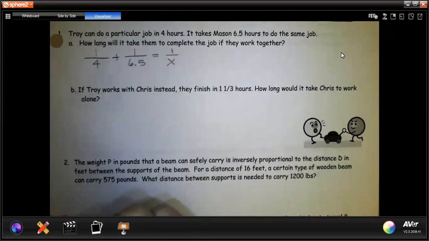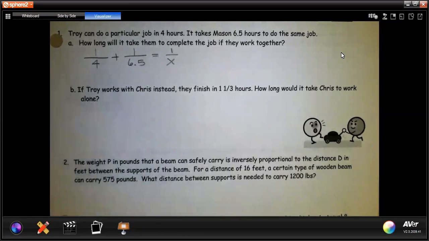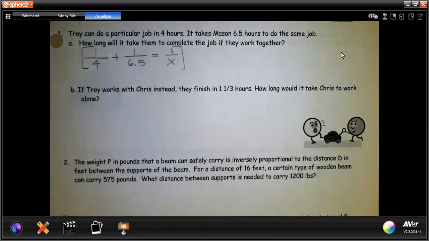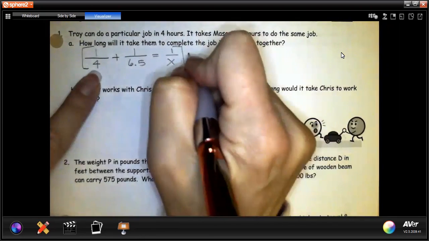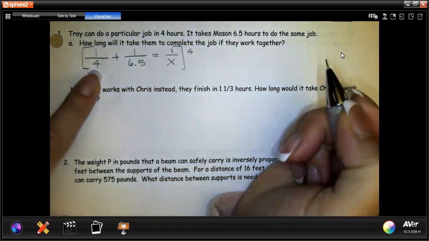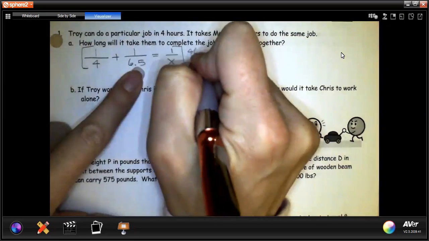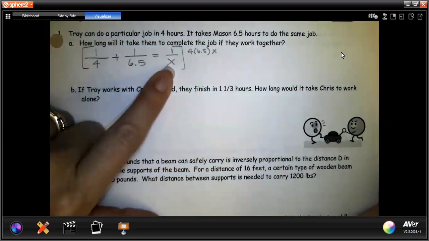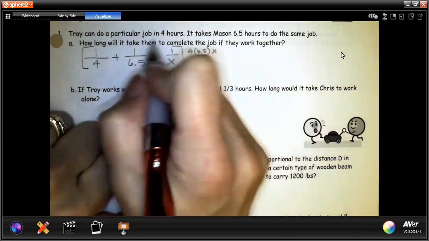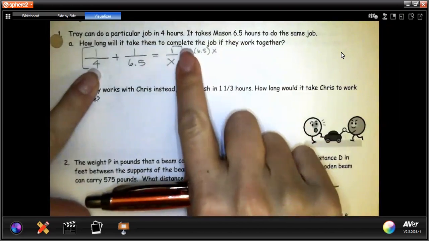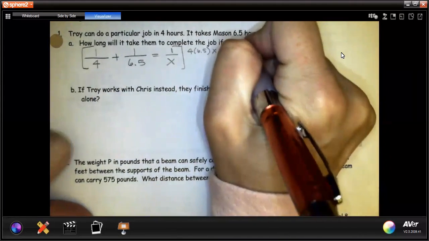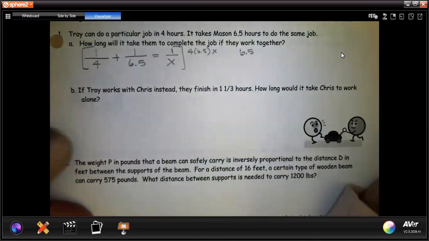Now we've solved these in the past couple lessons. We take this equation and we multiply it times our least common denominator. In this case, the easiest thing for me to do is multiply it times 4, so I could get rid of that one, 6.5, so I could get rid of that one, and x, so I could get rid of that denominator. When I distribute this through, the 4 and the 4 cancel out. So I get 1 times 6.5, which is 6.5x.